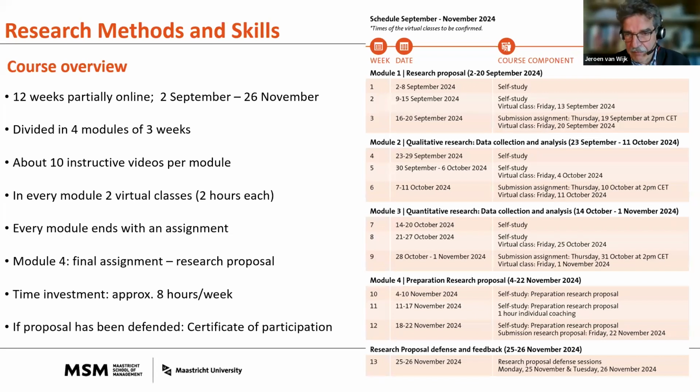Each module, so every 3 weeks, ends with an assignment. So you have to work on an assignment within those 3 weeks. And all these assignments are already part of the final assignment that you are going to make in the final module, module 4. In that module, you are working on your research proposal. So we try in the other modules that you work on a part of that final research proposal.